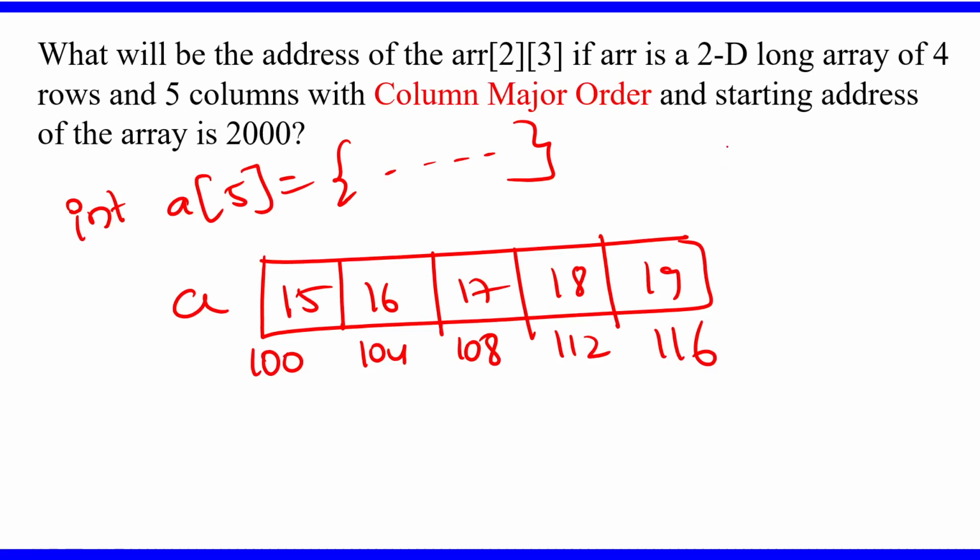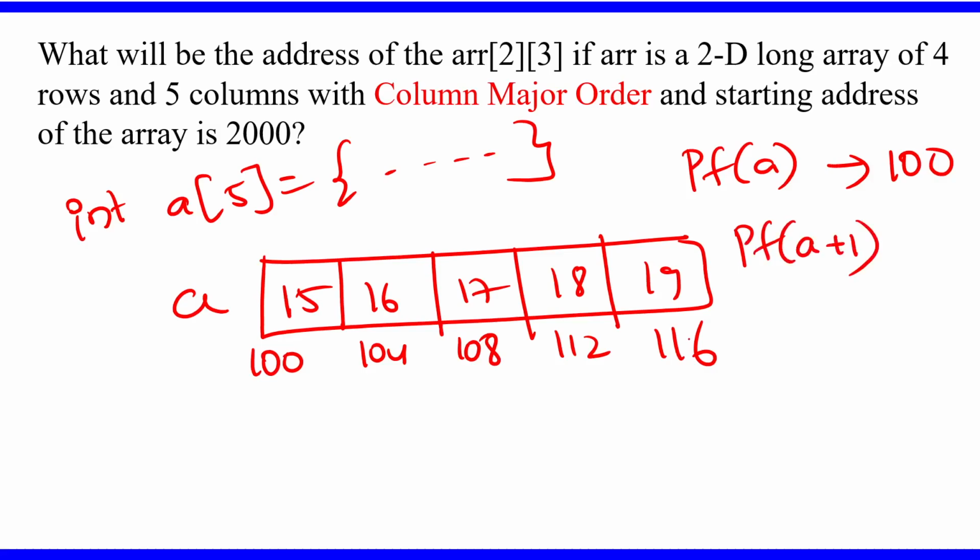If I print printf of a, what is the answer? A is the name of the array, therefore the base address. Here if I write printf a plus 1, this is a single dimensional array. So a is pointing to this block, a plus 1 will point to the second block. What is the second block address? It will give me 104. Why? There is no dimension. A plus 1 will point to the second small box here, 104.